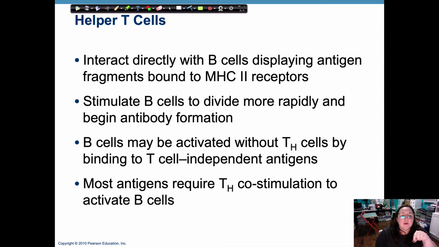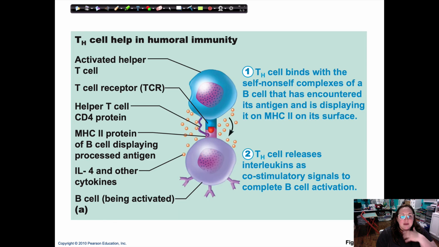Now, remember that helper T cells interact directly with the B cells, displaying any kind of antigen on the MHC2 receptors. Whenever the antigen on the B cell comes in contact with the T helper cell and it activates, it stimulates the B cells to divide rapidly. And then those B cells can again create antibodies. Remember, because those are plasma B cells. Okay. So B cells may be activated sometimes without helper T cells, but it's not as common. Most of them require T helper cells to activate the B cells.